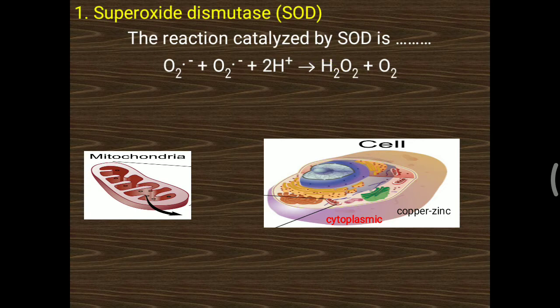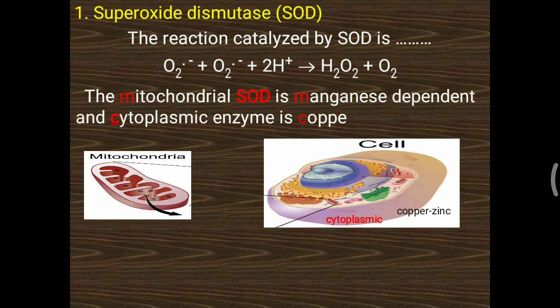It is less dangerous as compared to the superoxide anion, and this hydrogen peroxide further reacts in other reactions, but the superoxide anion is first converted into H2O2, that is hydrogen peroxide. Now this enzyme is present in mitochondria as well as in cytoplasm, but the mitochondrial enzyme is manganese dependent while the cytoplasmic enzyme is copper-zinc dependent.